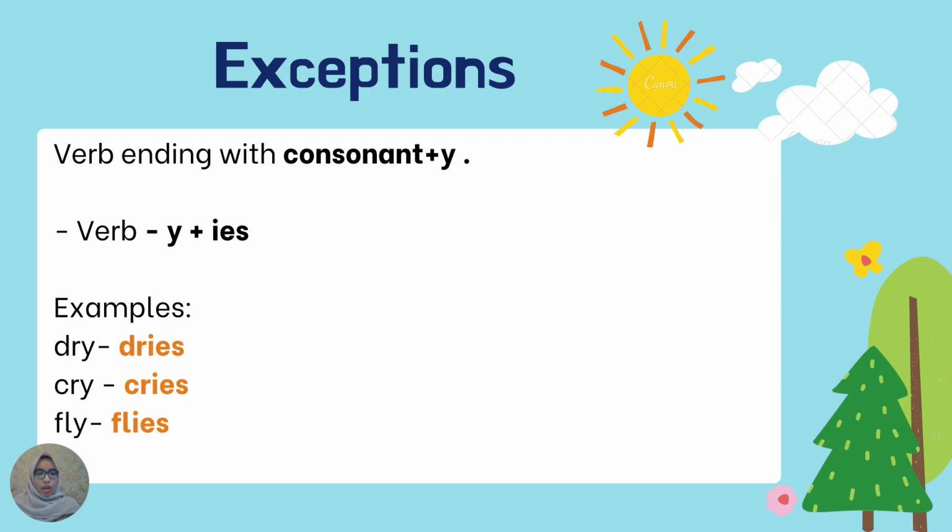Another exception: the verbs ending with a consonant and also Y. For example, dry. R is a consonant and then Y. So if we come across verbs like this, we have to remove the Y and add IES. So it becomes dries. Next, cry, remove the Y and add IES, it becomes cries. And the last one, fly, remove the Y and add IES, so it becomes flies.